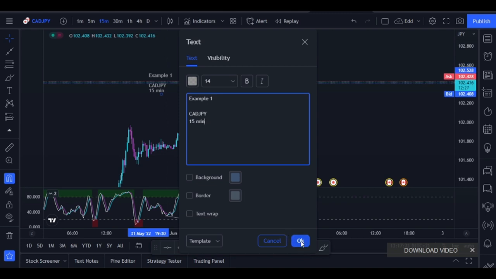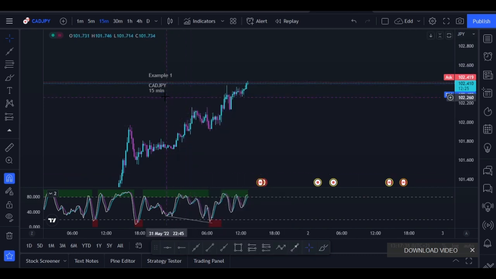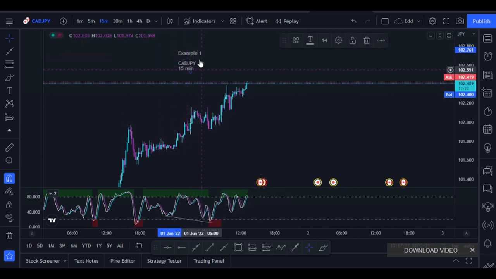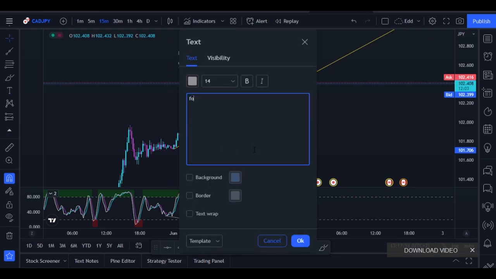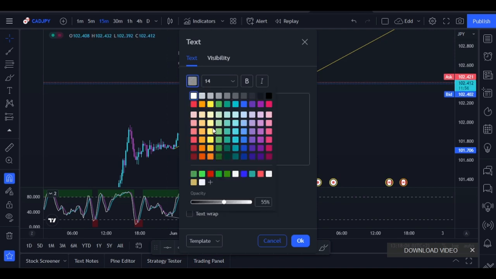Let's just edit this right here. It's CADJPY on the 15-minute chart. And we're spotting hidden bullish divergence right there, and we're going to mark out the footprint on the chart corresponding to the divergence on the stochastic. Let me just type this out, footprint. Let's put this in yellow.